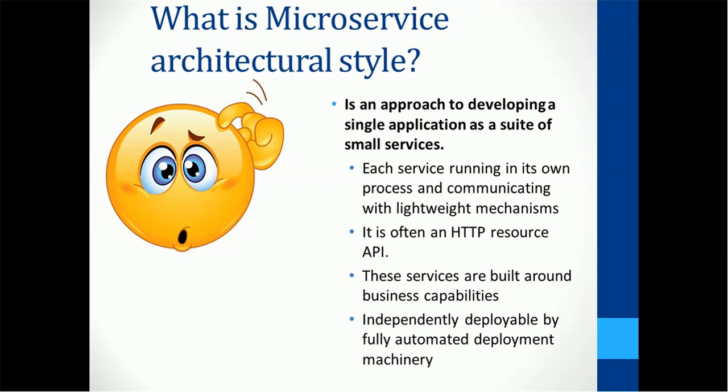It is often an HTTP resource API. If you have worked on API development, you might get what I'm trying to say. So each service most of the time is an HTTP resource API. These services are built around business capability, meaning the business goals we are trying to achieve. Based on that, these microservices are developed. They are independently deployable by fully automated deployment machinery, so it is very easy to deploy these services quickly. These are a few characteristics of the microservices architecture style.